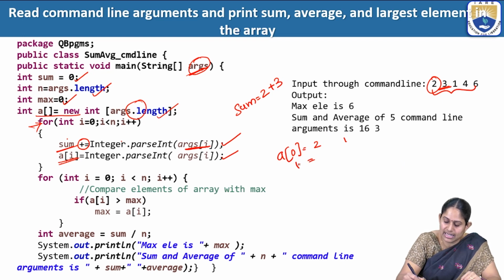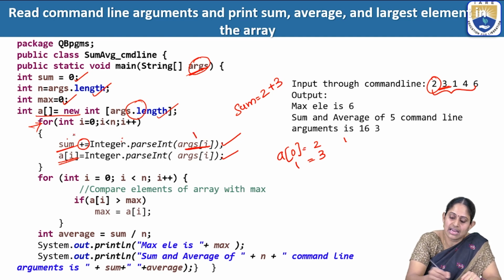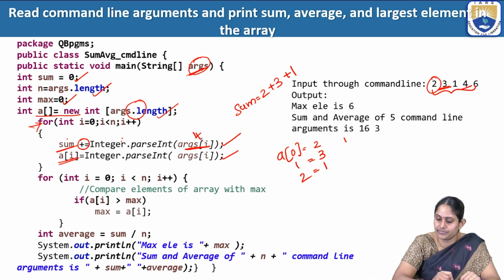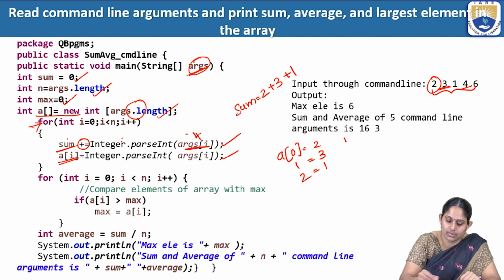Into array of 1 it will store 3. Then the next element will be taken. So 1 will be coming here as a string. That will be converted into integer, and sum will be 6 now. A of 2 will be 1. Similarly, the next element is 4. So sum will be 2 plus 3 plus 1, so 6 plus 4, 10. And then array of 3 will be 4.